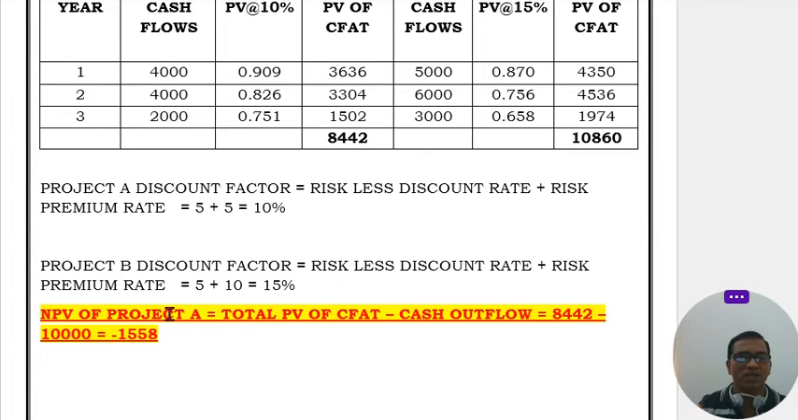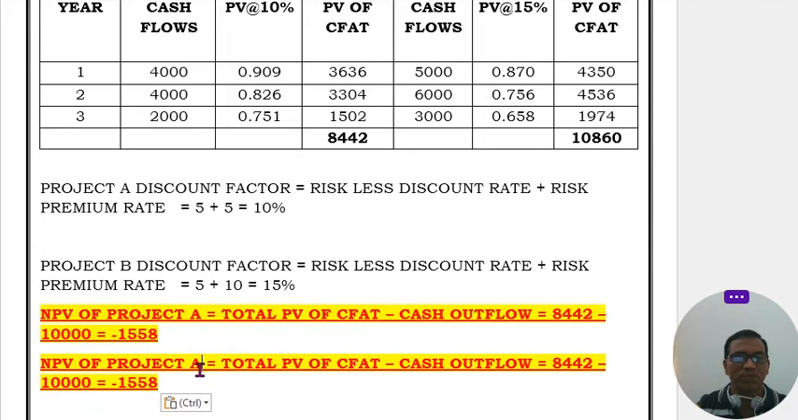Same calculation now for the NPV of project B, equal to total PV of CFAT. How much?